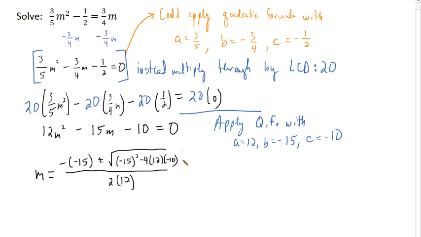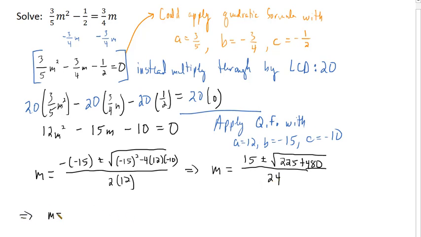And we go through the arithmetic now. So then m is equal to 15 plus or minus the square root of 225 minus 4 times 12 times negative 10, that would be plus 480, over 2 times 12 is 24. Continue the simplification. m is equal to 15 plus or minus the square root of, let's see, 225 plus 480 is 705, over 24.